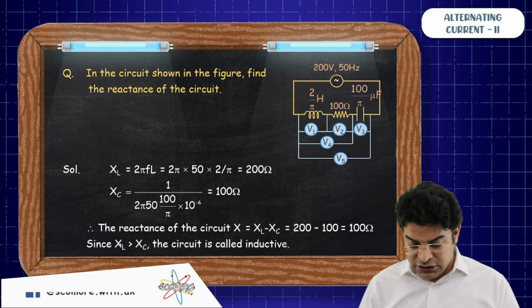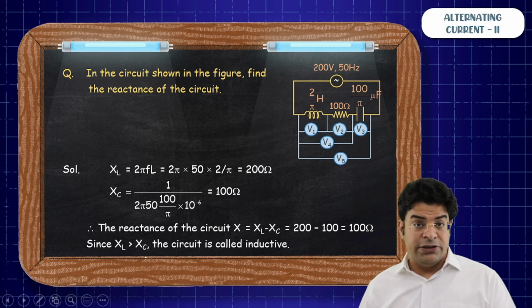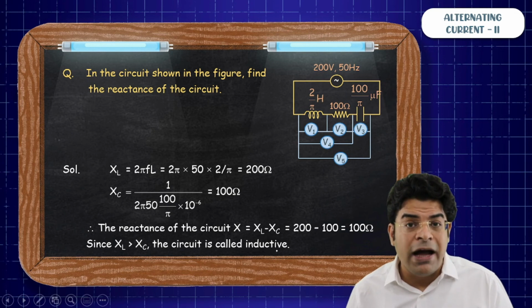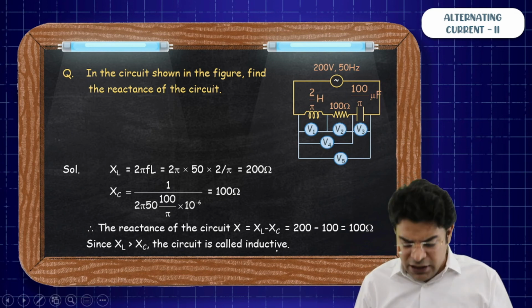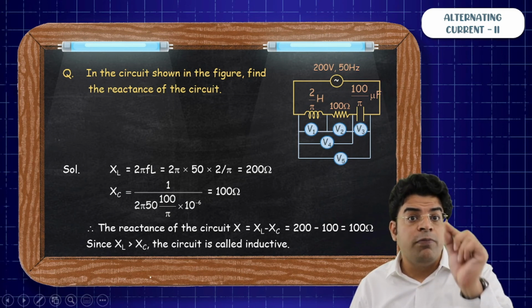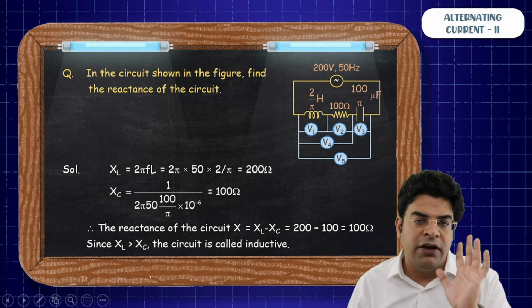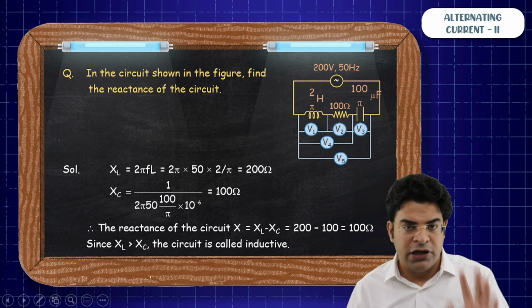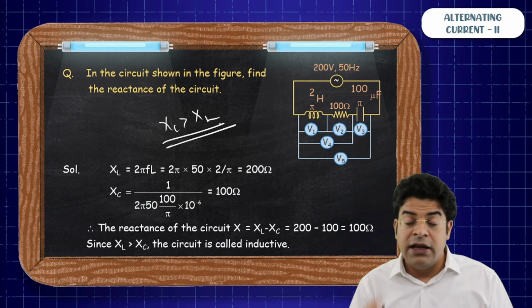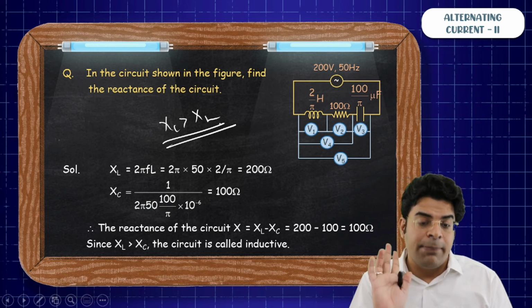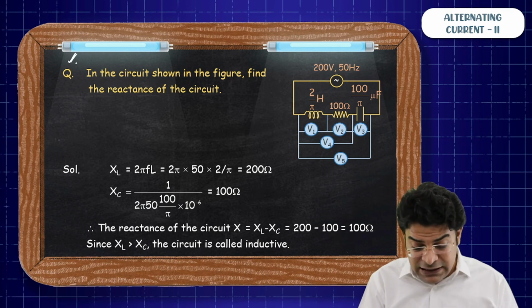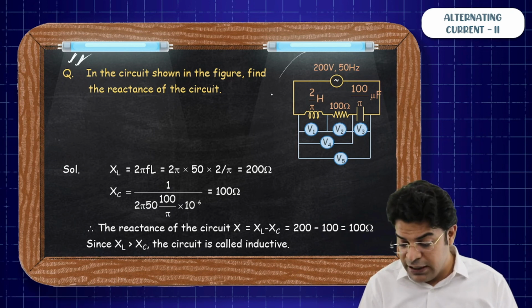Now bachcho, since we know that XL is greater than XC, this circuit will be called an inductive circuit. Why? Because in such a circuit where XL is greater than XC, the potential will lead and the current will lag. Such a circuit is called an inductive circuit. If for the same circuit XC had come out to be more than XL, then we would have called the same circuit a capacitive circuit.